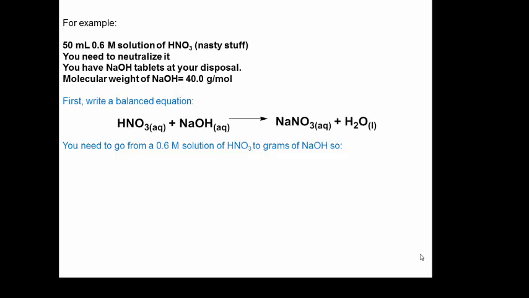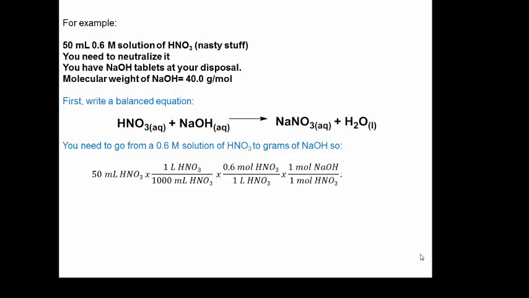So what do we have as far as information. We know that we have 50 mL of nitric acid, so we'll start there. We want to use molarity, and molarity is in moles per liter, so we want to get into liters. There's 1,000 milliliters in 1 liter, so in this case milliliters cancels out. The molarity is 0.6 moles per 1 liter, so liters of nitric acid cancels out. Now we want to go from moles of nitric acid to moles of sodium hydroxide. And we look at the balanced equation, and it's a 1-to-1 ratio, so we just have 1 mole of nitric acid, 1 mole of sodium hydroxide, and nitric acid cancels out.